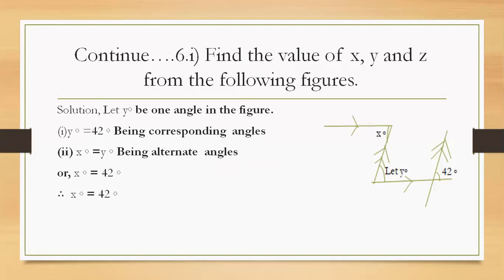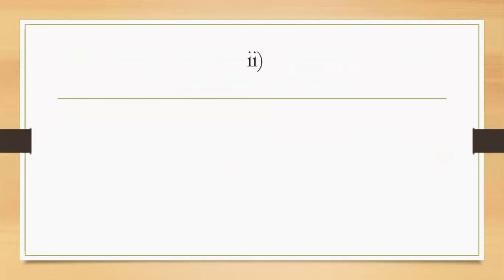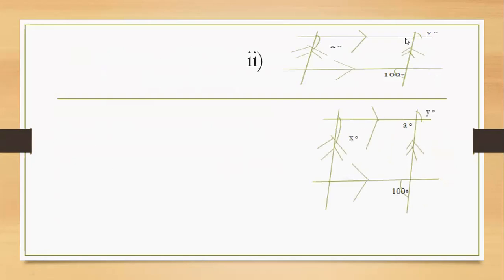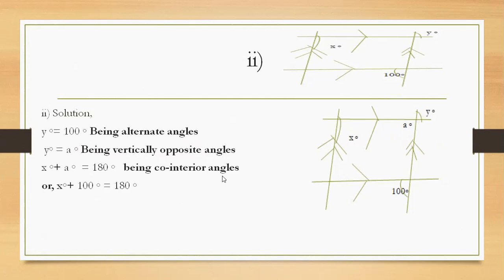And after this, look here, I want to show you the next one. In this one, y equals 100 degree being alternate exterior angle, and y equals a, we suppose. Then a and x are co-interior, then we found the value of x. Okay, that is shown in the solution. Okay, children.